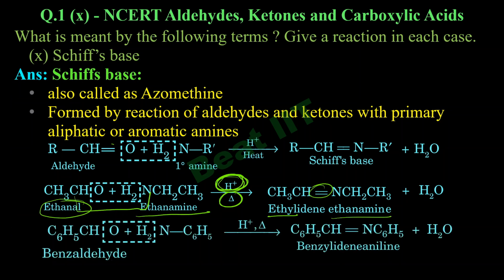Another example here, you have benzaldehyde or benzenecarbaldehyde, and you know that the correct IUPAC name of this one is benzenecarbaldehyde. Okay, you get it reacted with aniline. Aniline is a type of amine, okay, aromatic amine. So again the same thing happens, dehydration takes place and this C=N bond will get attached. Here I will call it benzylidene aniline. This part is aniline, you know it, this is aniline. So that's why benzylidene aniline.